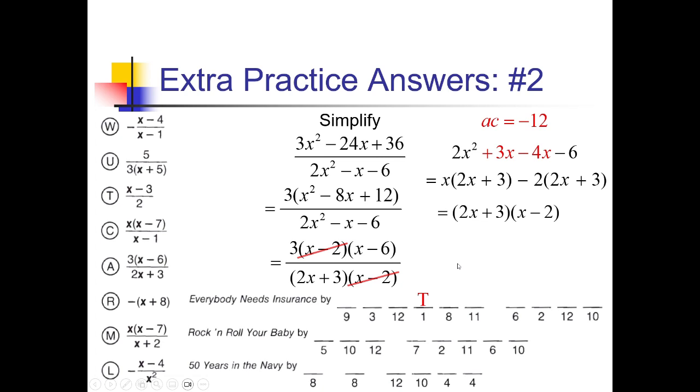So in the numerator then, we have a 3 and an x minus 6. Denominator, we have a 2x plus 3. Can I find that over on the left? It looks like that's going to be choice A. So let me put A in spot number 2.